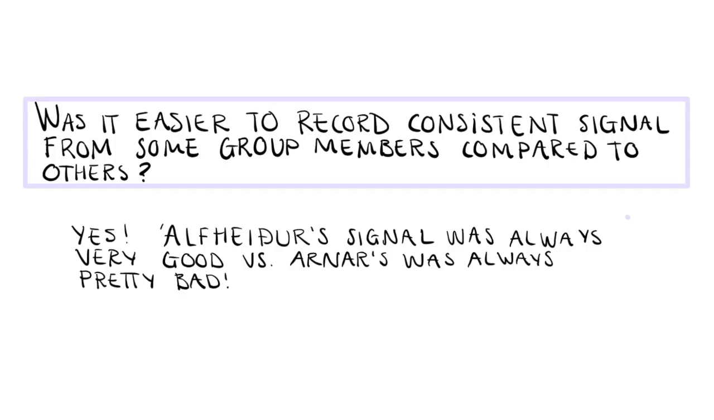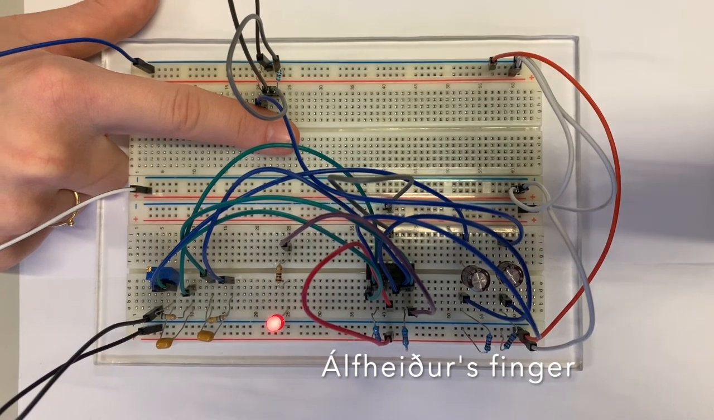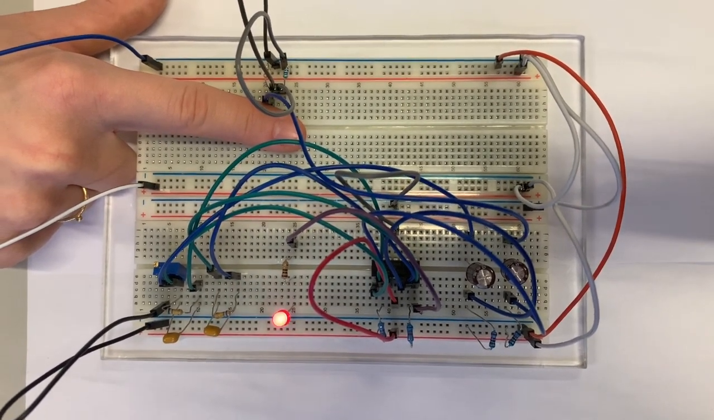The signal from Álfheiður was always very good, whereas Arnar's signal was always pretty bad. The reason could be that the build of the circuit was more convenient for Álfheiður than for Arnar, and Álfheiður's blood flow to the fingers could be better than Arnar's.